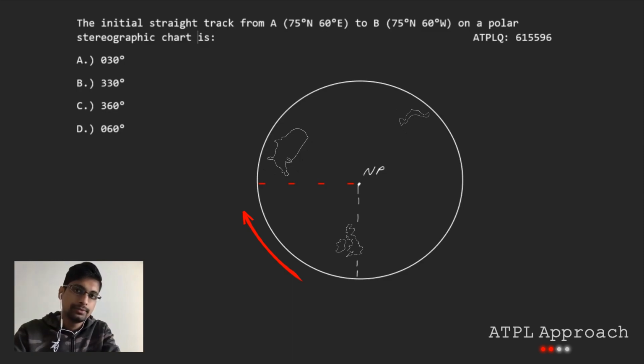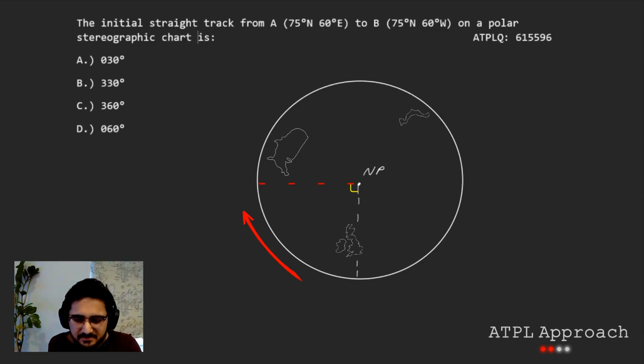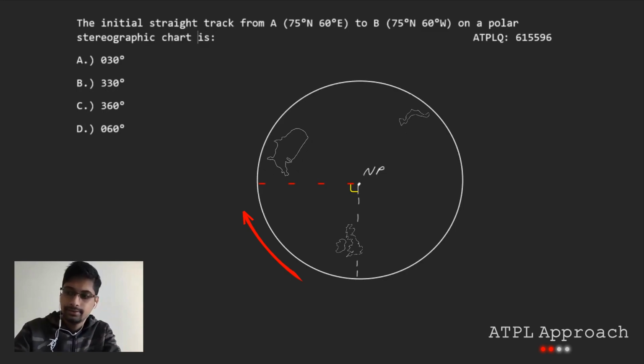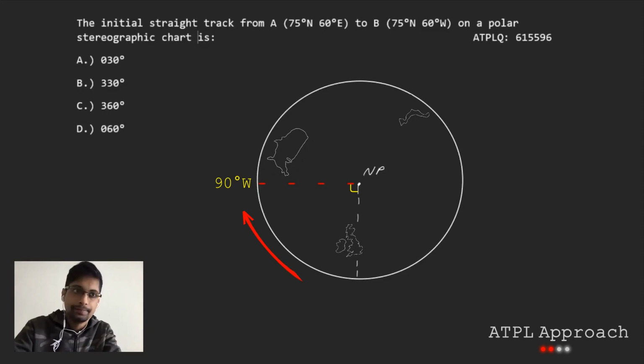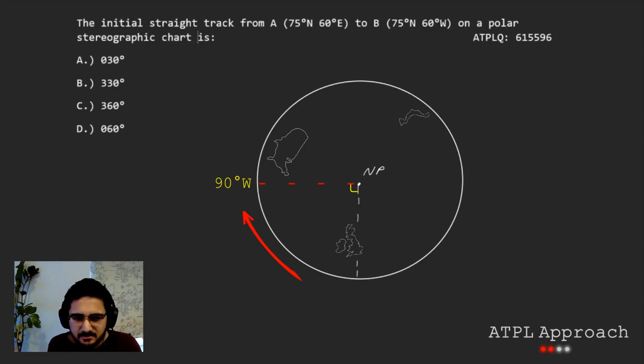Going west. Yeah. And what is this angle here? 90 degrees. So this is 90 degrees west. That's just putting your perspective on how all of that stuff is. All right, let's get rid of all of that.